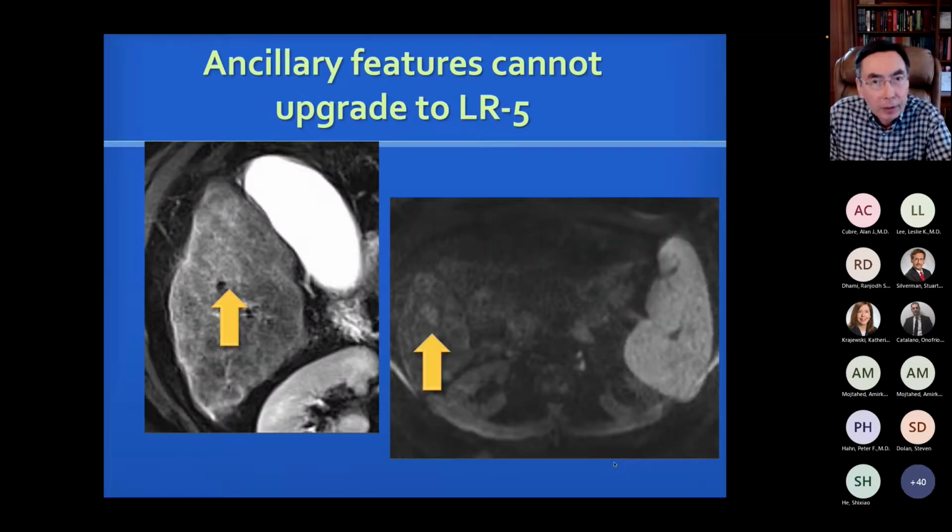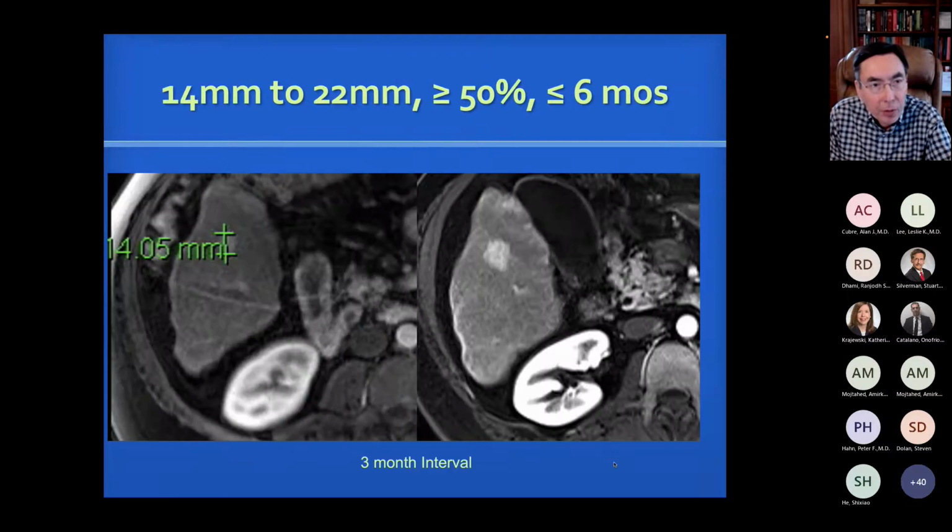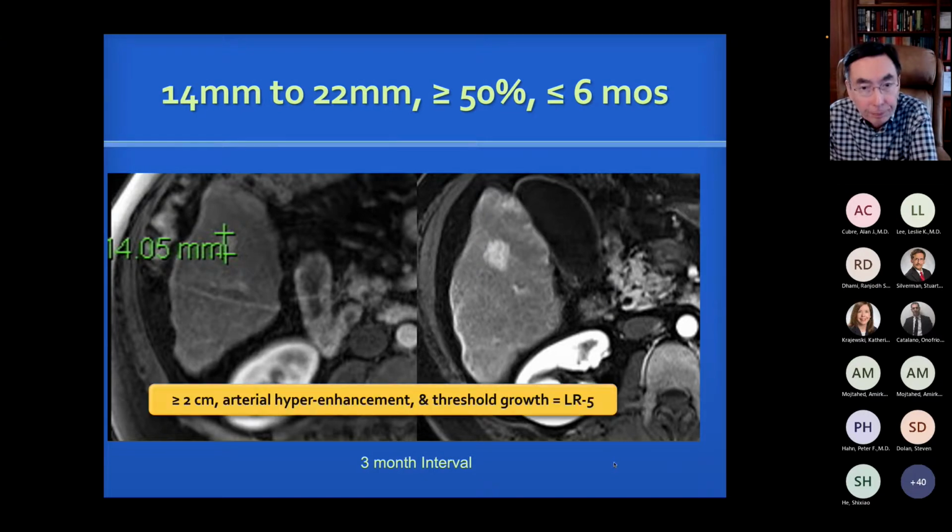We cannot use ancillary features to upgrade to an LR5. You know, there is restricted diffusion, but we can't upgrade to an LR5 with that. But fortunately, there was a prior study from 3 months earlier, at which time the observation measured 14 millimeters. So that was a greater than 50% increase in diameter within 6 months, which is the rule for threshold growth. And so that's another major feature. So now this becomes an LR5 lesion and would qualify for exception points.